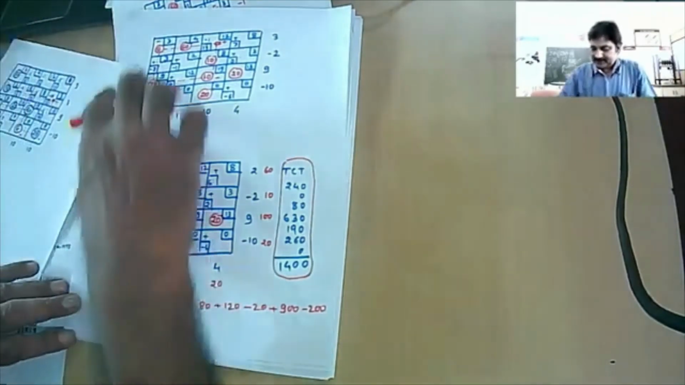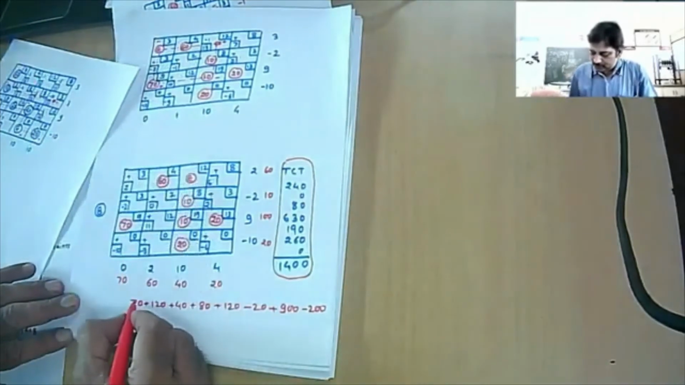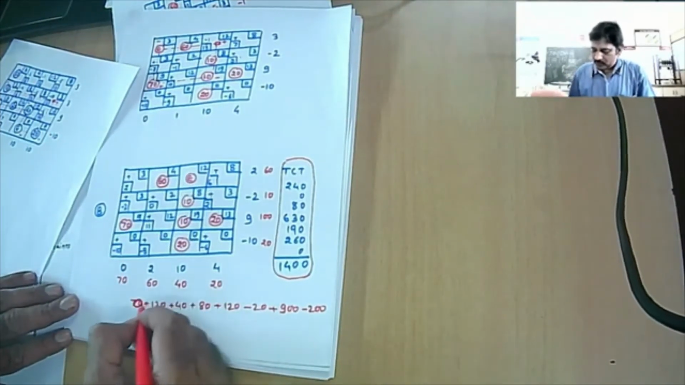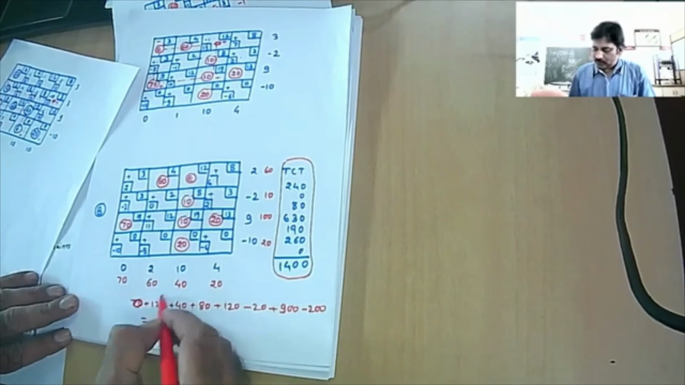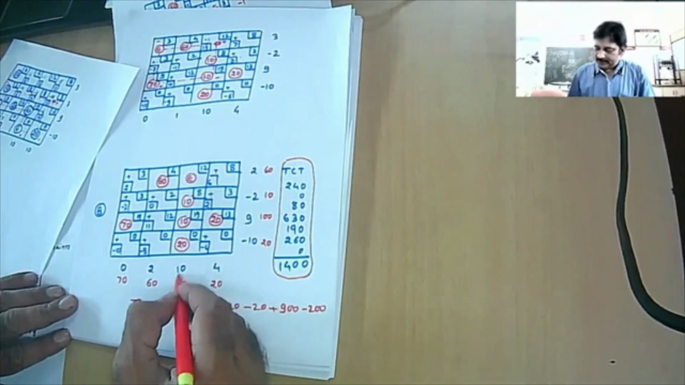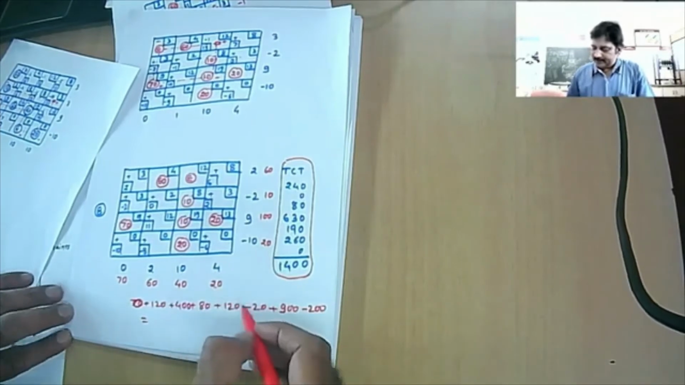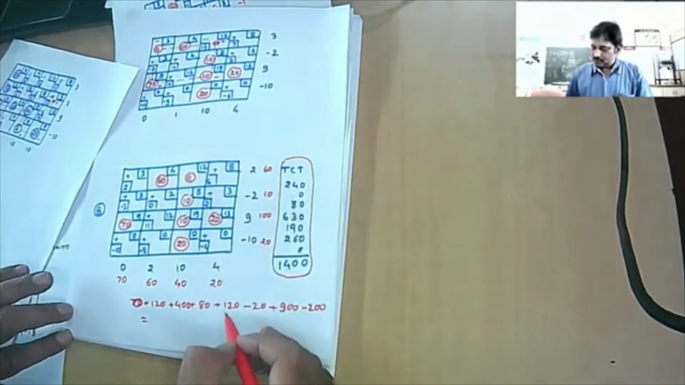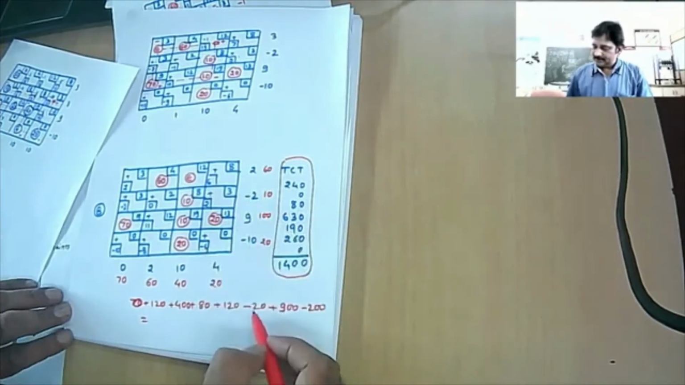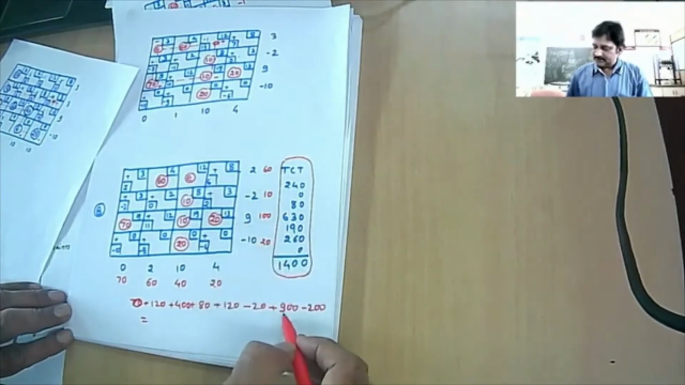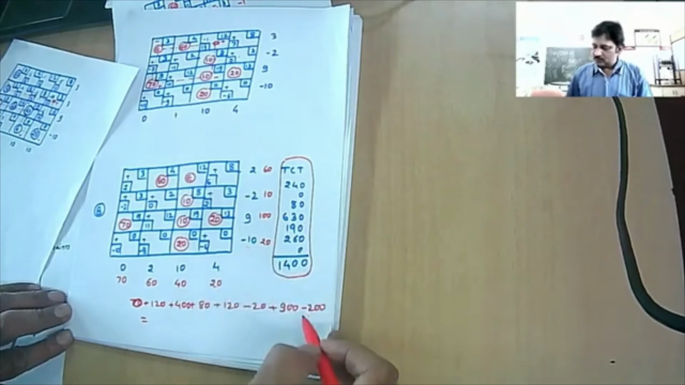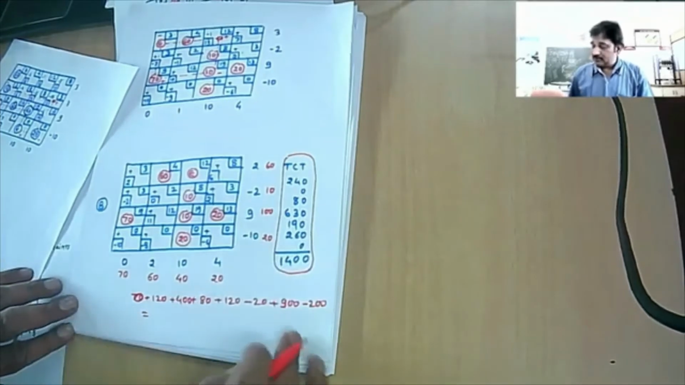Here I did some mistake. 70 into 0 basically is 0. Okay. So this is 0, big 0. Then 60 into 2, 120. And 40 into 100, that is 400. Then this is 80, that is fine. Then 60 into 2, 120. Then this is minus 20. Then this is 900 fine, and this is minus 200 fine. This should sum to 1400.